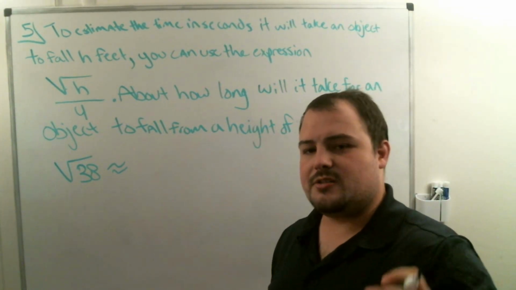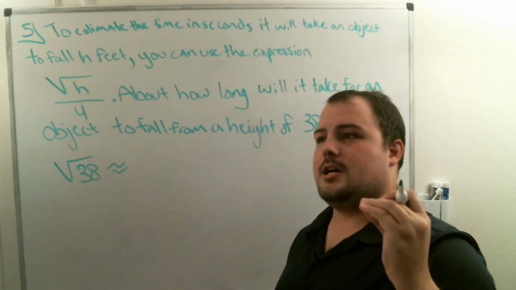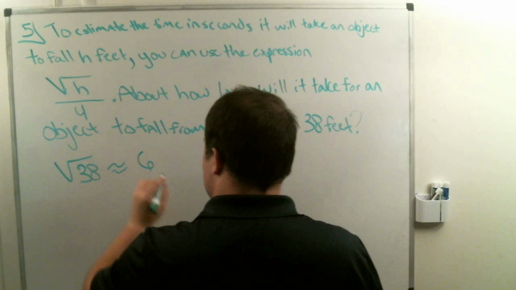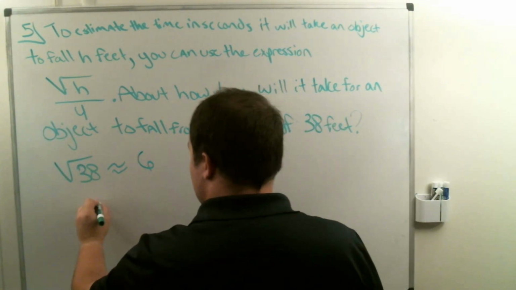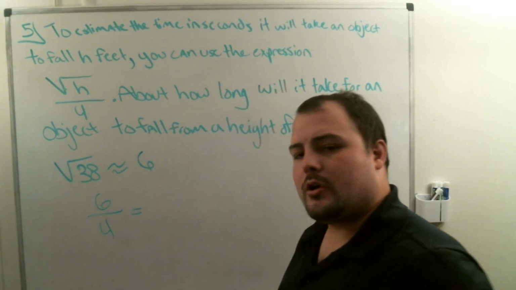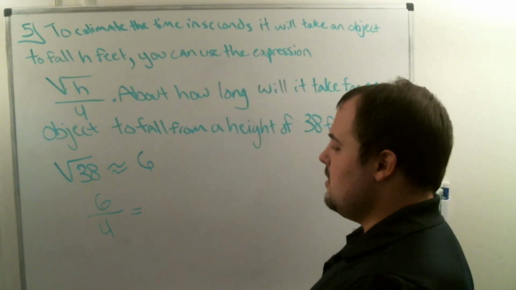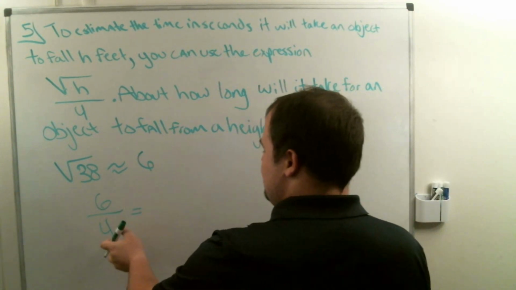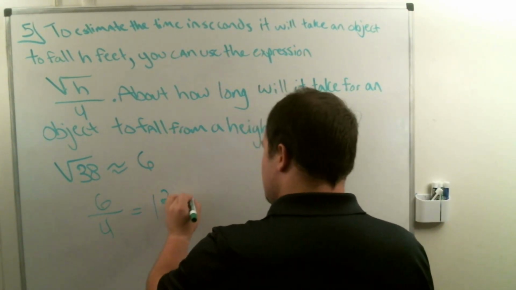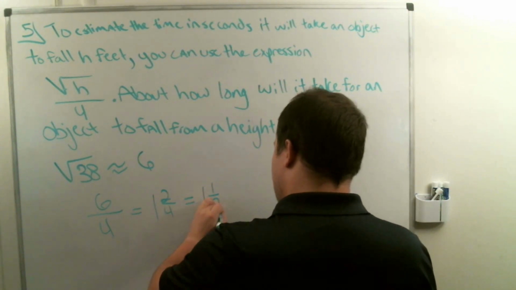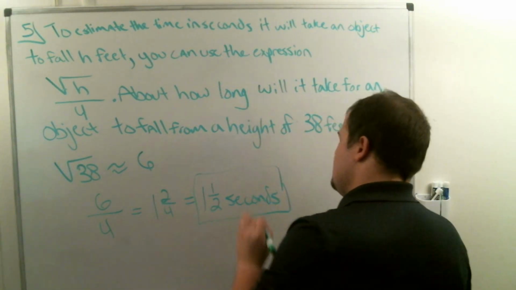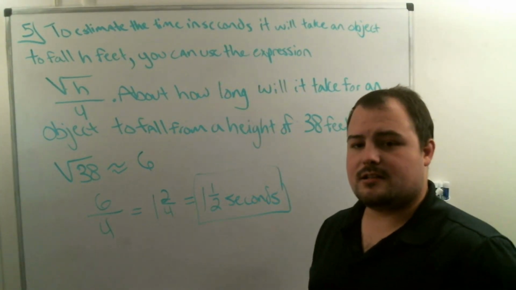Well, the square root of 38 is between the square root of 36 and 49. It's actually closer to 36, and the square root of 36 is 6. So what I would be doing is taking 6 and dividing it by 4 to figure out about how long it would take to hit the ground. Well, if I change this to a mixed number, I'd get 1 and 2/4, and 2/4 is actually 1/2. So in order for the object to fall and hit the ground, it would take about 1 1/2 seconds.